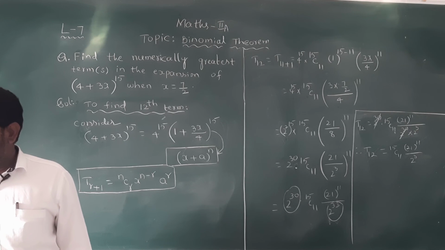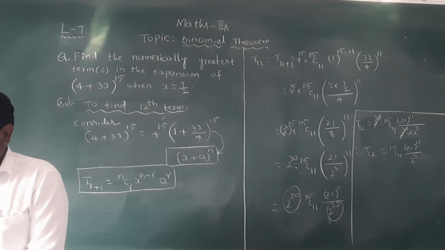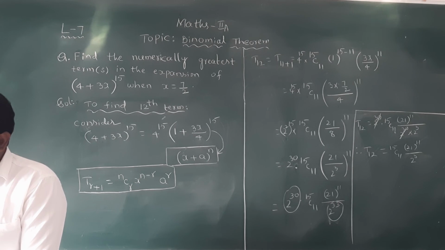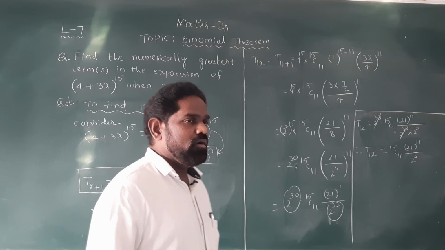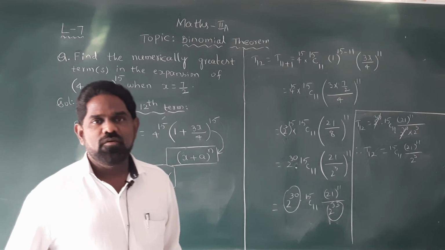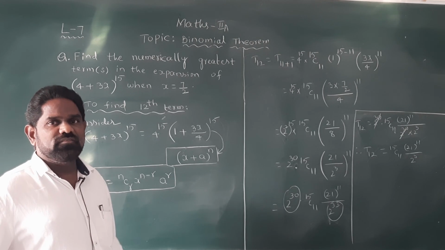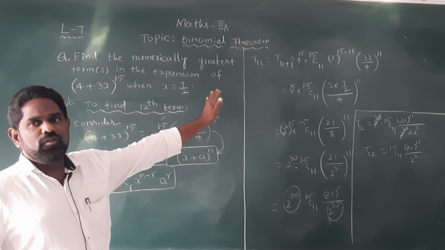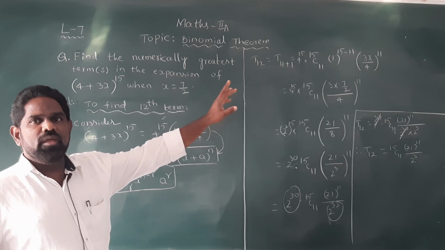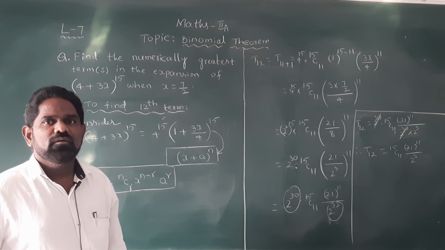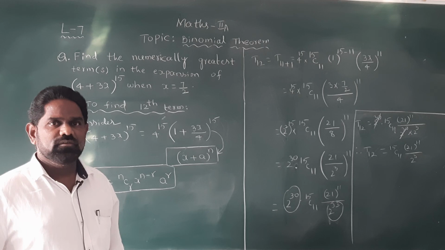This is our required result, the numerically greatest term of the given expansion (4 plus 3x). Understand? So we can do the problems of numerically greatest term or terms like this. The remaining problems we should do in the next class. Understand?